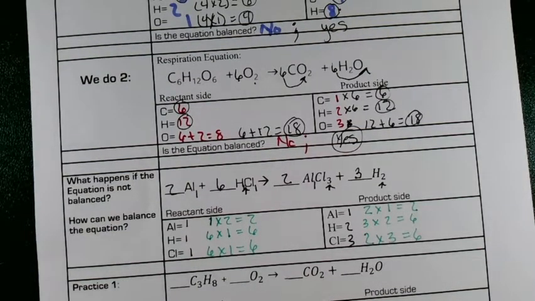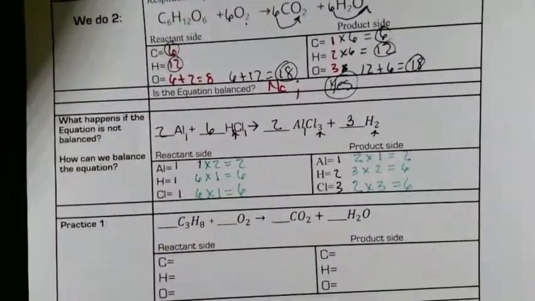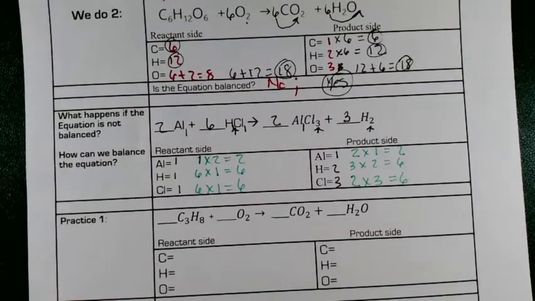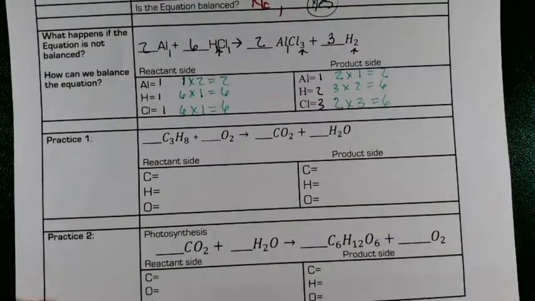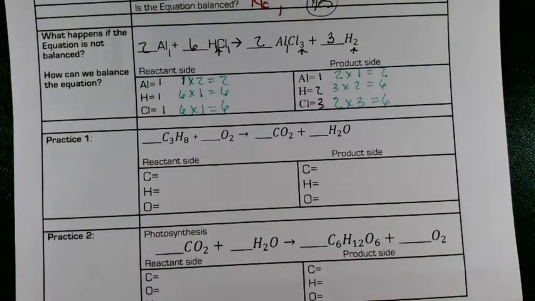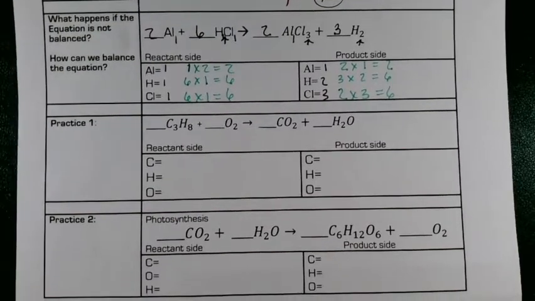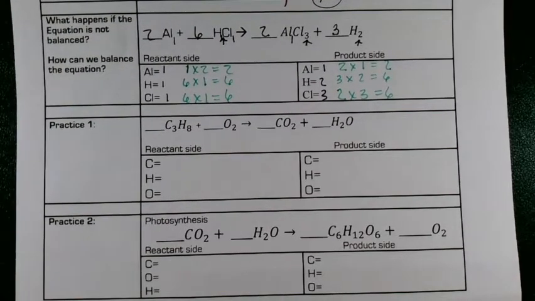All right, so let's go down a little bit more and do a couple more practice. I want you to pause the video and try these 2 equations out before we move on. So we have C3H8 plus O2, which would give us carbon dioxide and water. This is a combustion reaction.